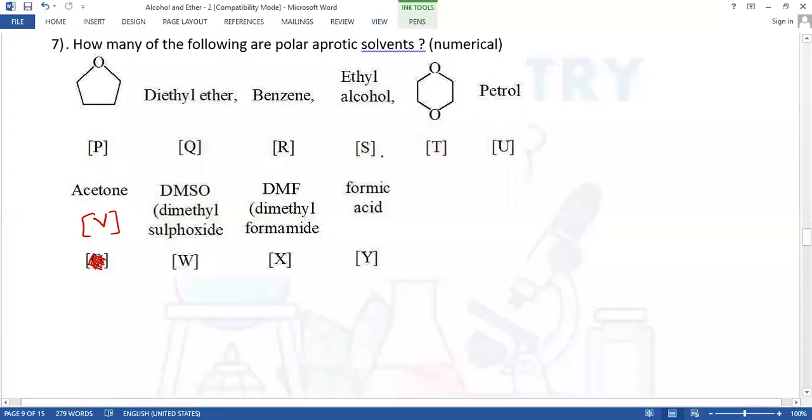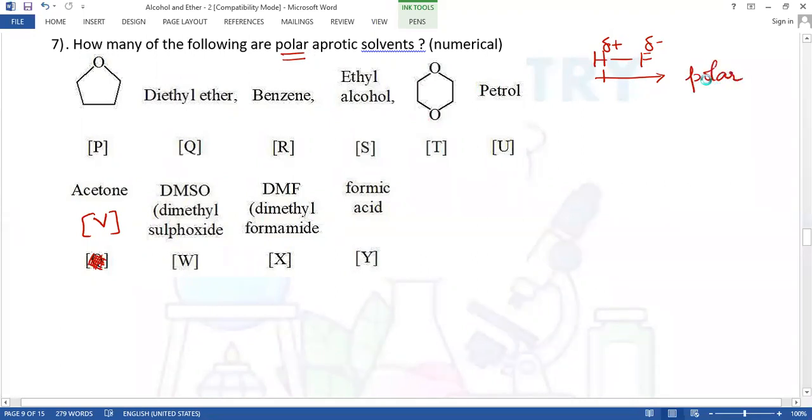Question number 7. How many of the following are polar aprotic solvents? Now, what do you mean by polar? Polarity means, let me take the simplest example, hydrogen fluoride. Due to electronegativity difference, we have got delta plus and delta minus. We write a dipole moment from the positive part to the negative part. When such a condition arises, we call it polarity.